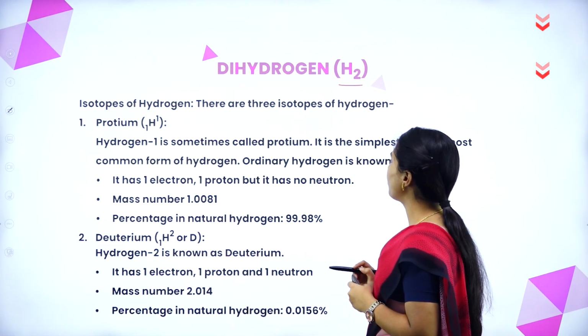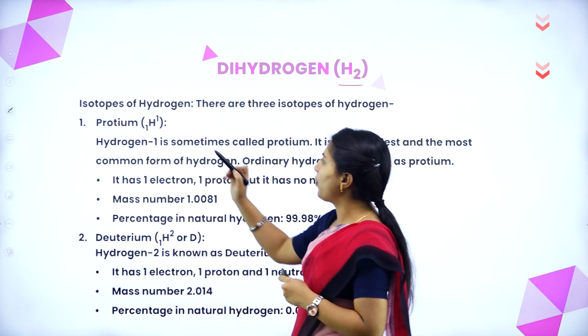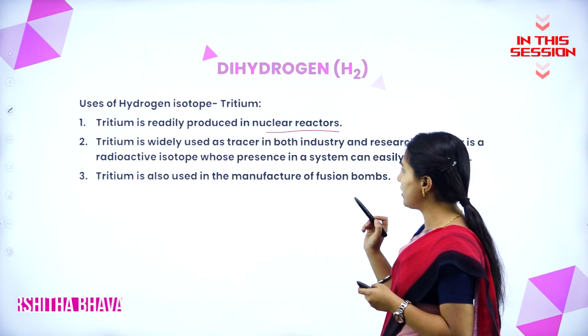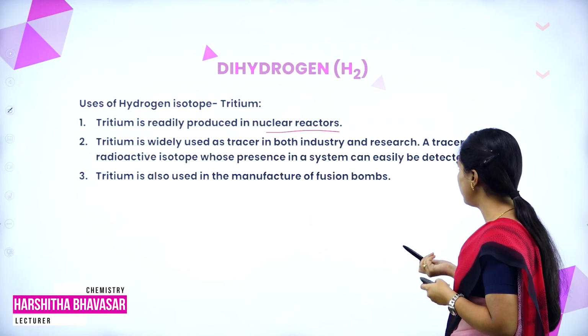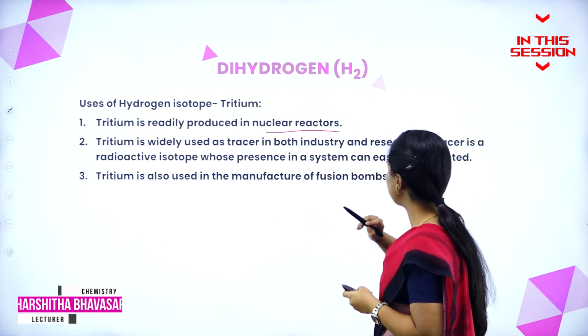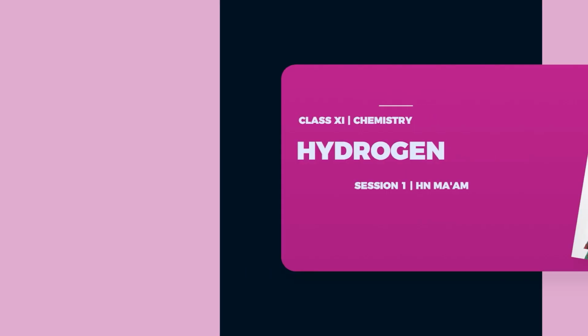There are 3 isotopes of hydrogen, that is protium, deuterium and tritium. Tritium is widely used as a tracer in both industry and research. A tracer is a radioactive isotope whose presence in a system can easily be detected.